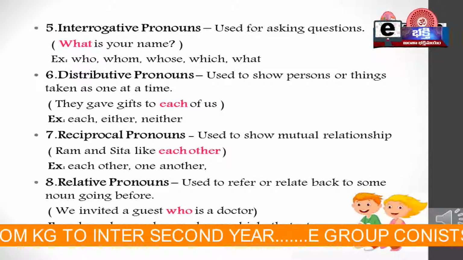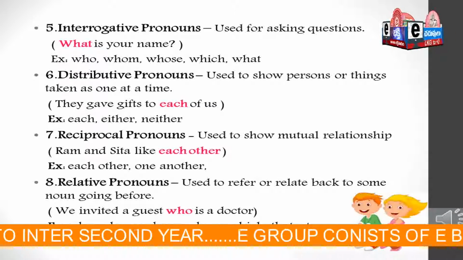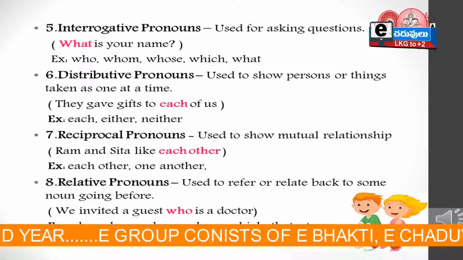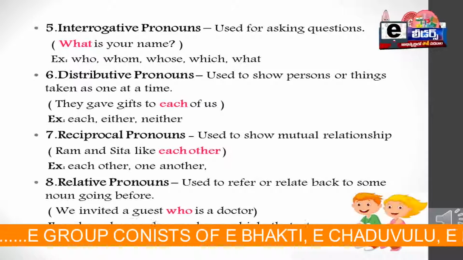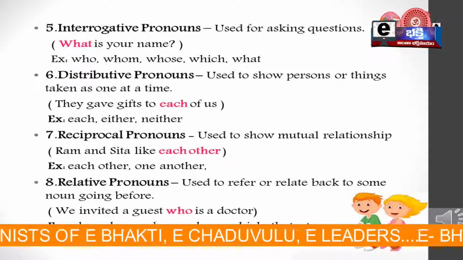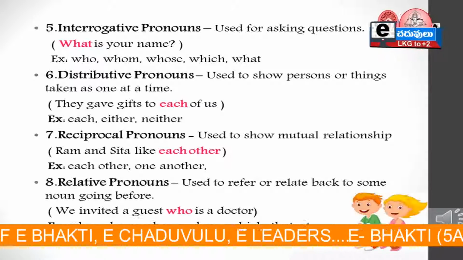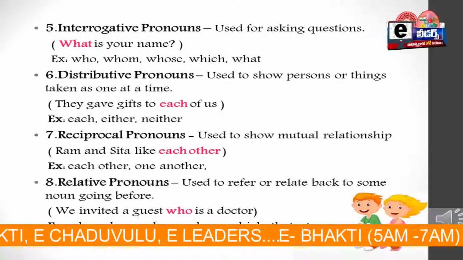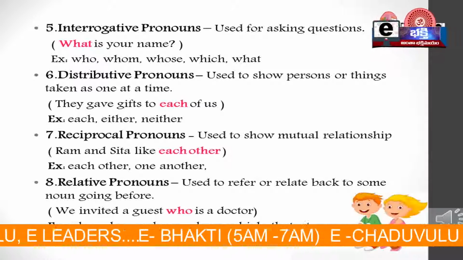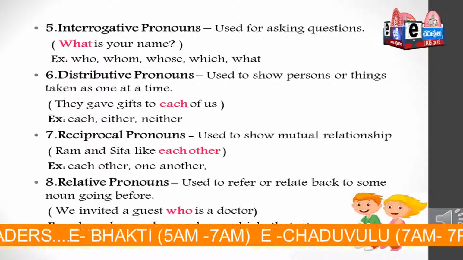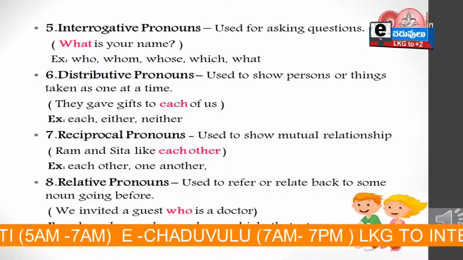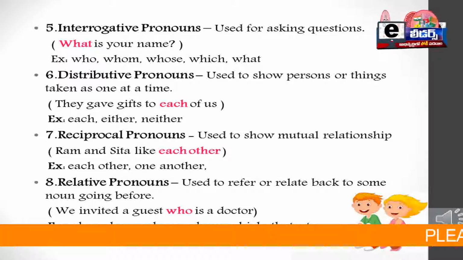And the last type of pronouns is relative pronouns, which are used to refer or relate back to some noun going before. For example, we invited a guest who is a doctor. So here the word who represents the guest. The guest is a noun and who is the relative pronoun of the word guest. And other examples are who, whom, whose, where, which, that.